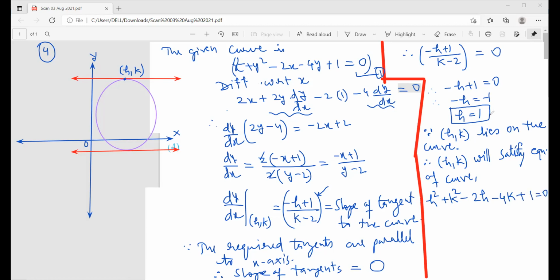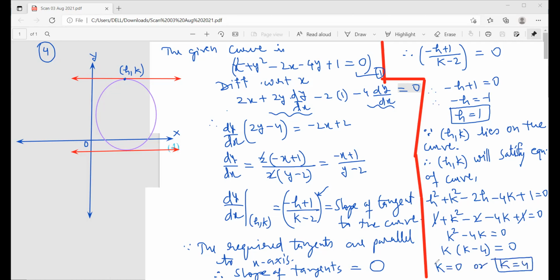Okay, this h value you have already got. H is 1. So you have 1 square, 1, plus k square, minus 2 into 1 is minus 2, minus 4k plus 1 equals to 0. Now here you have 1 plus 1, 2, minus 2 gone. So you got k square minus 4k is 0. So k is common, k minus 4 is 0. Therefore k equals to 0 or k equals to 4. So you got k 4 and k 0. So those 2 points you got.